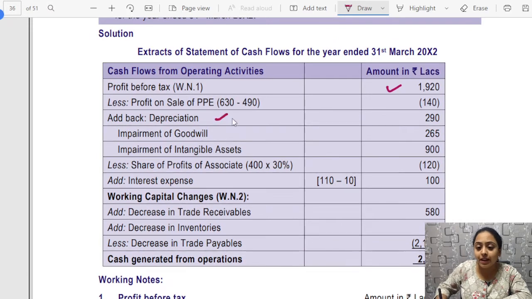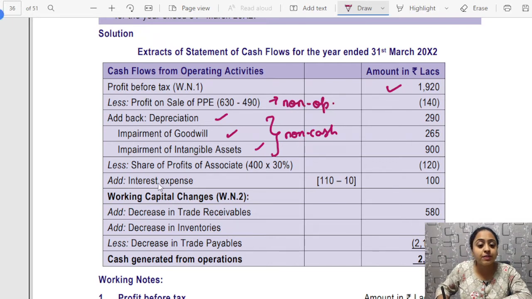Depreciation will be added back, no issue. Impairment, these are all non-cash. This is non-operating. This interest expense should be added into the liability part. Interest expense 110 minus 10. This is what is operating. And what about this 10? This 10 lakh has already been taken up.